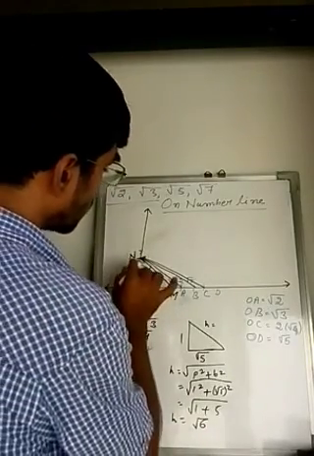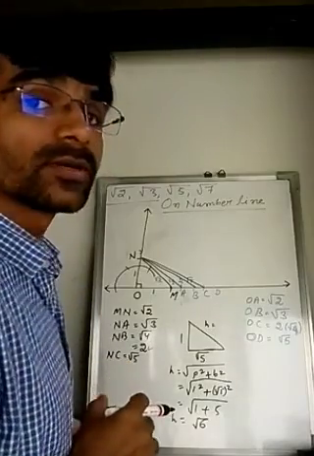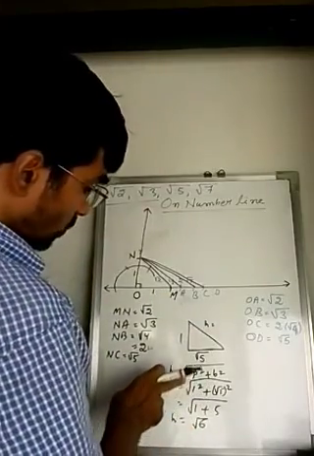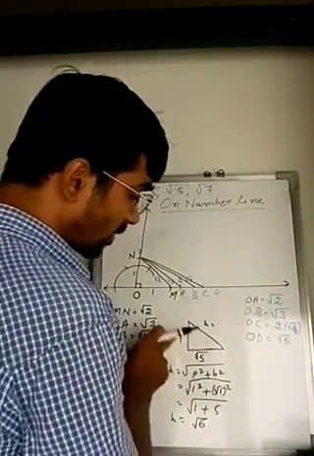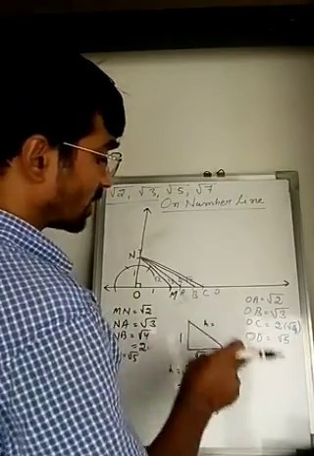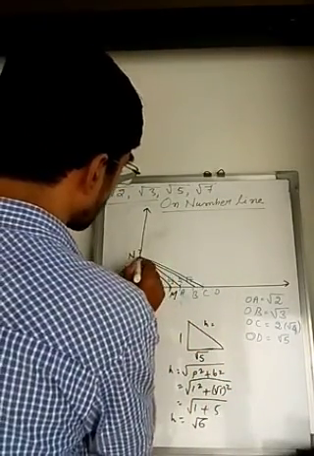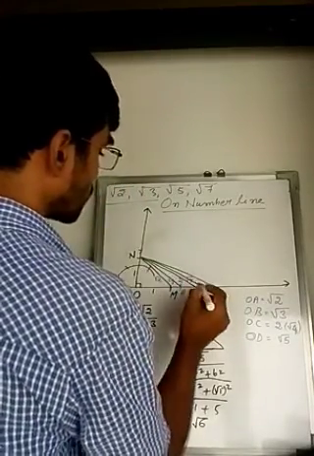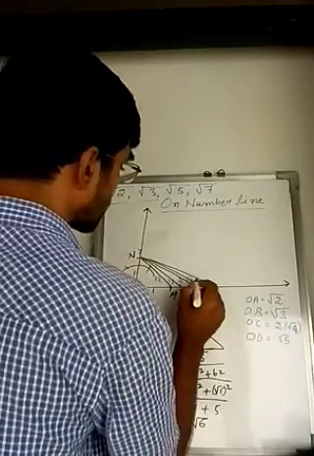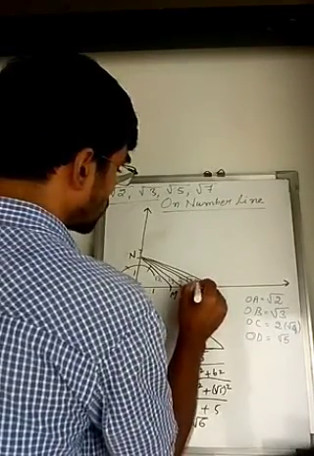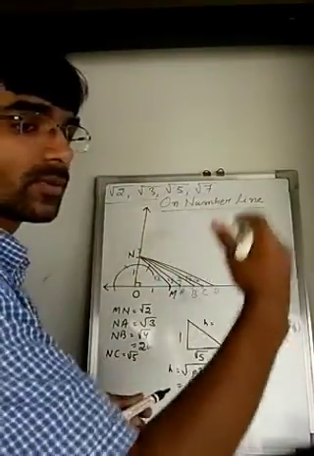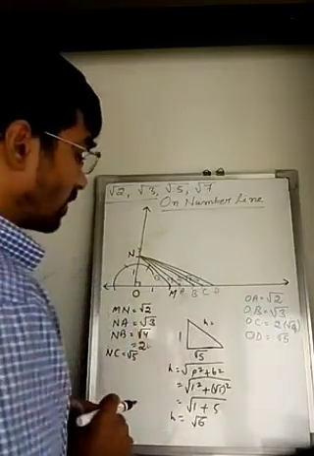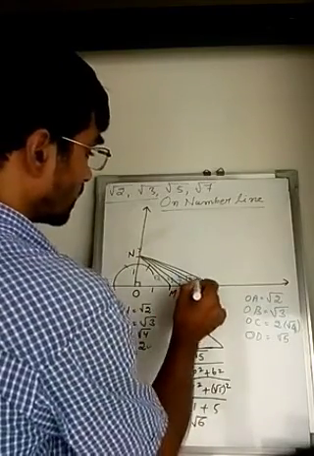So when I join ND, that value will be what? Root 6, because the base is already given. OD is root 5 and ON equals 1. So when the base is root 5 and the height is 1, then the hypotenuse will definitely be root 6. So simply I have to join N and D. So this one will be my root 6. Only once you have to construct the 90 degree, then you will get all the things. So here now ND, what will be ND? ND will be root 6. So I have written here root 6.